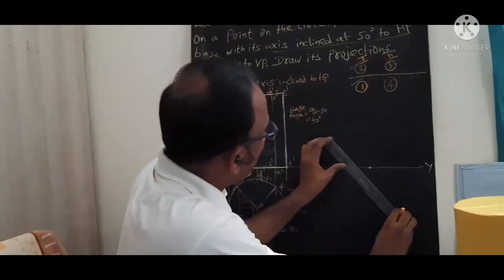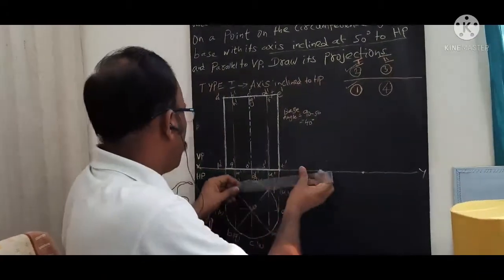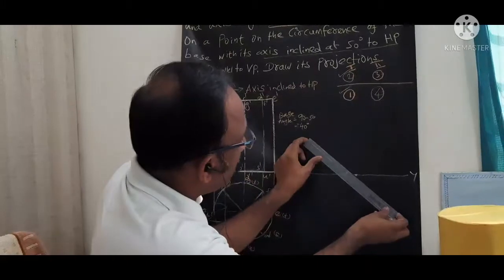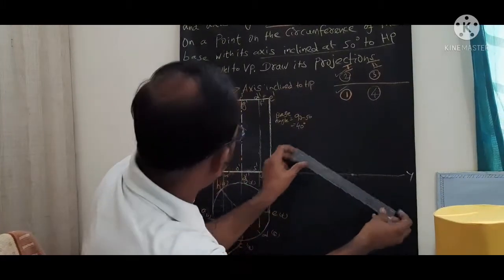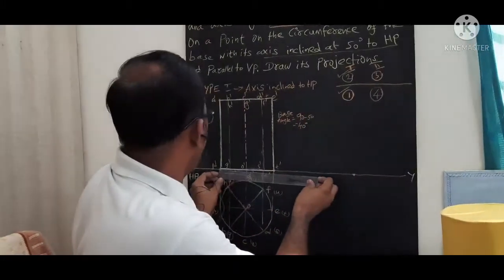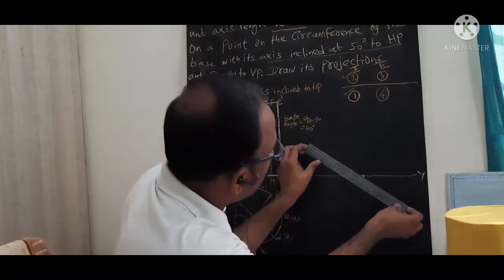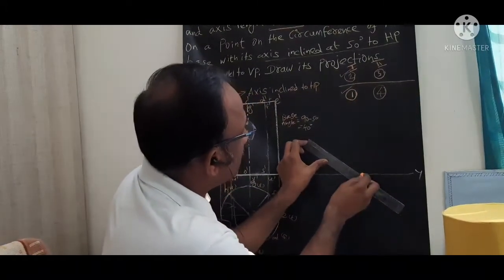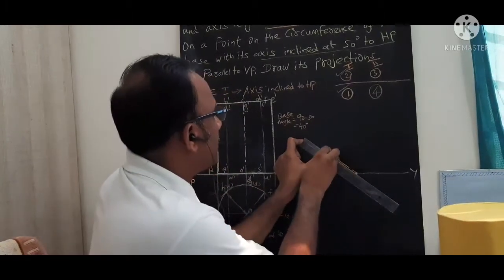Now we are going to take this actual measurement, then we need to draw one 40 degree line. 40 degree means you can use your compass, then protractor, then you can draw this. This is the base.